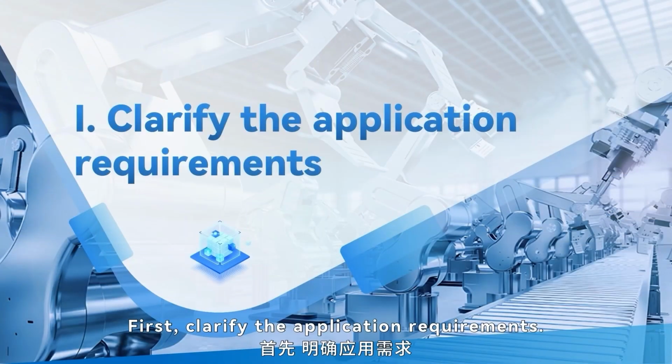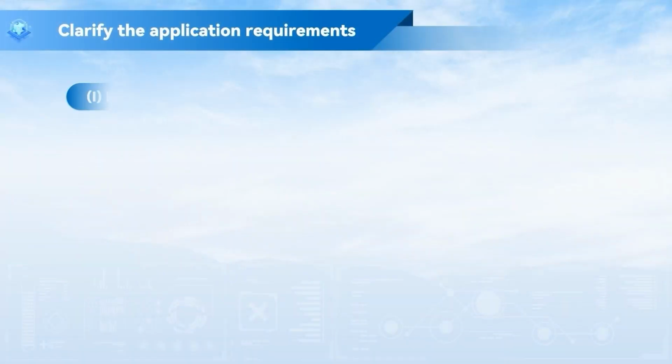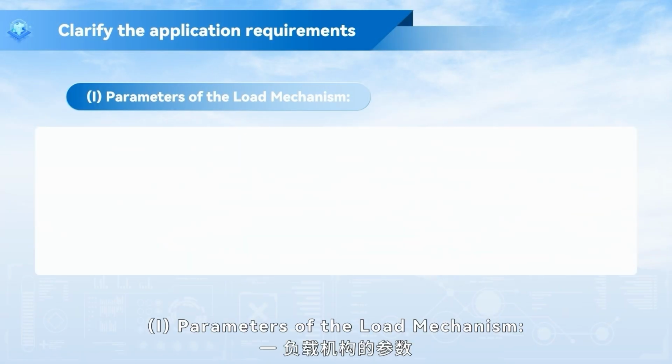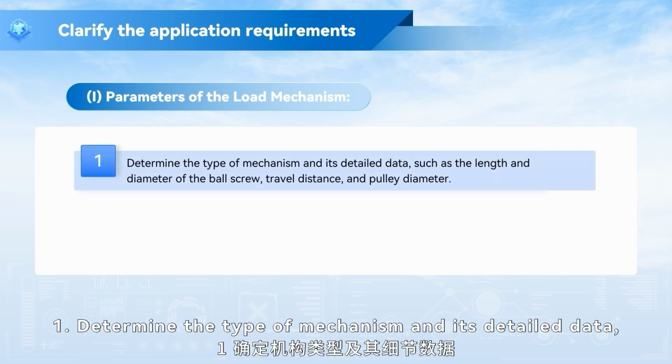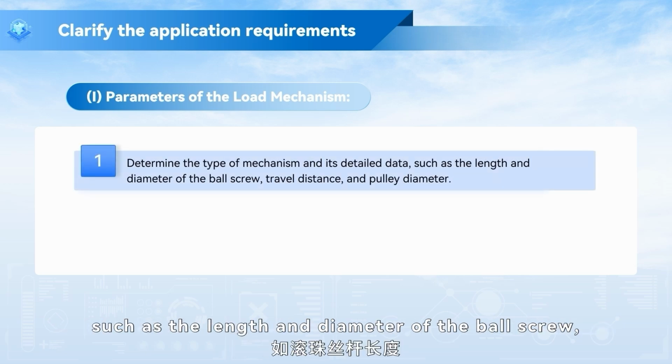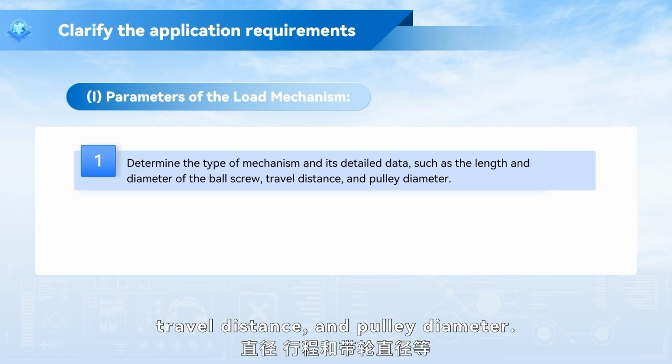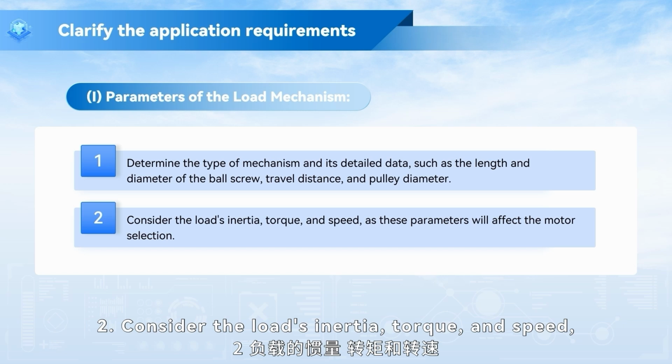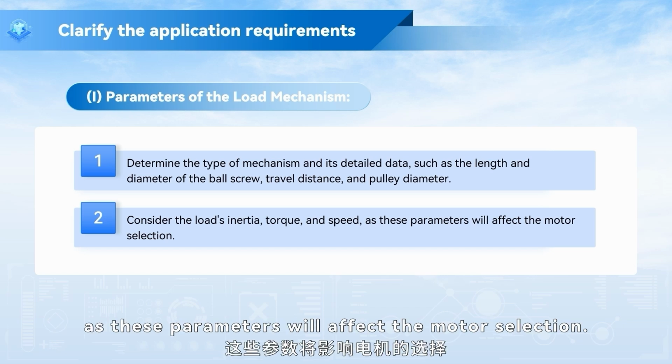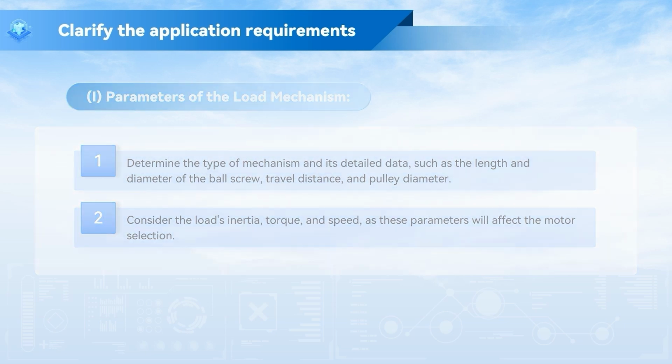First, clarify the application requirements. 1. Parameters of the load mechanism. 1. Determine the type of mechanism and its detailed data, such as the length and diameter of the ball screw, travel distance, and pulley diameter. 2. Consider the load's inertia, torque, and speed, as these parameters will affect the motor selection.